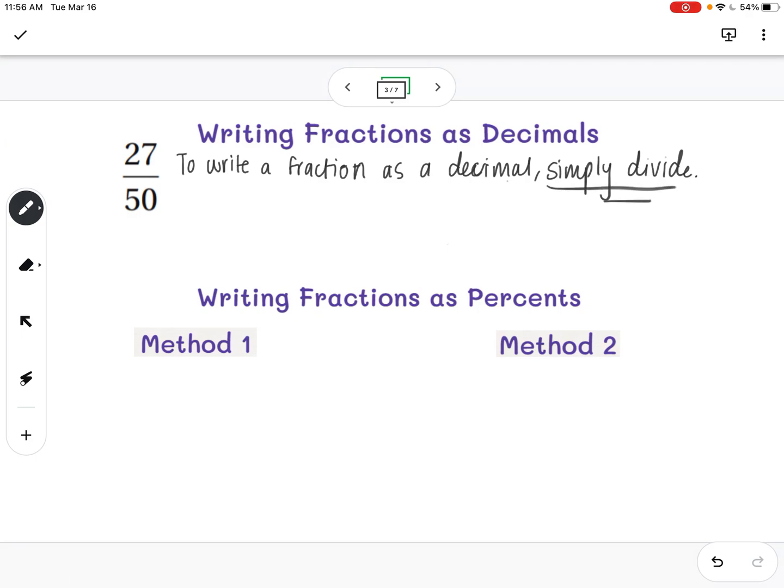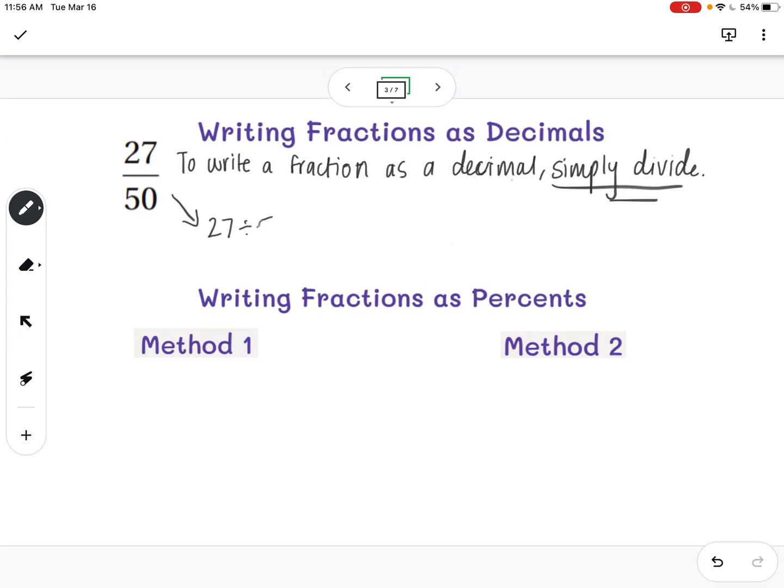So in this case, how easy is this going to be? I'm just simply on my calculator going to do 27 divided by 50. And like I said, this is something you could do easily on a calculator. And that gives me 0.54. And that's the decimal from that fraction. As simple as that, right? Just simply divide. Make sure we're writing all of these steps down.